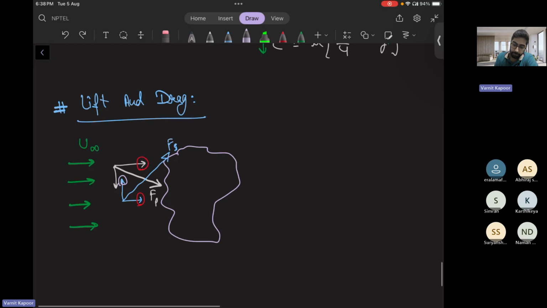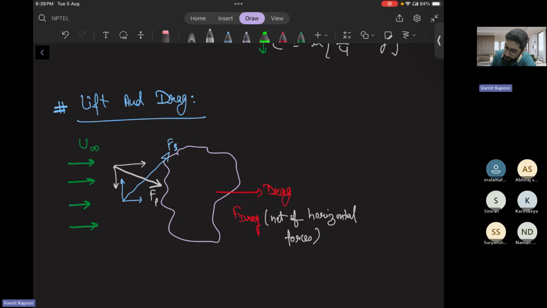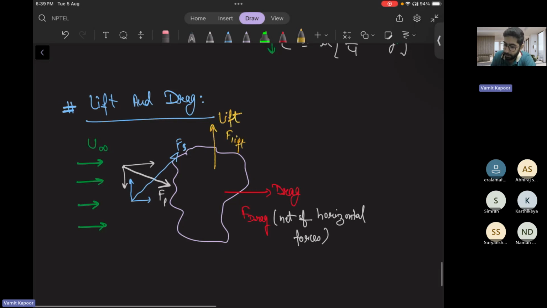So what I can say is, my drag, that is pushing, F drag, happens because of the net of horizontal forces, and my lift, F lift, happens because of the net of vertical forces on that body.